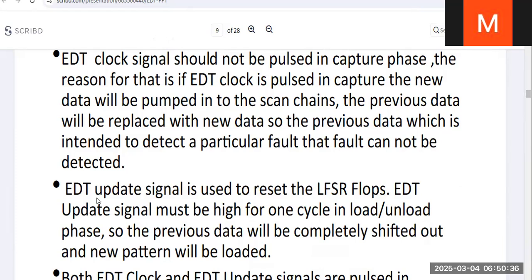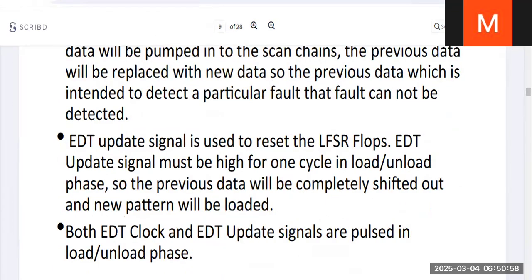The EDT update signal is used to reset the LFSR flags which are there in the decompressor. The EDT update signal must be high for one clock cycle in the load unload phase, so the previous data will be completely shifted out and new patterns will be loaded. Both the EDT clock and EDT update signals are pulsed in the load unload phase.